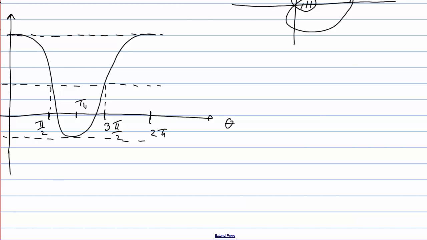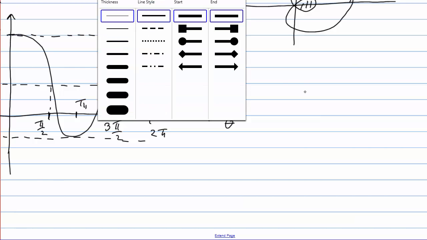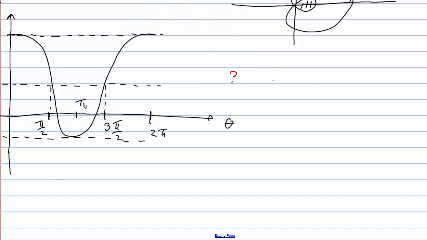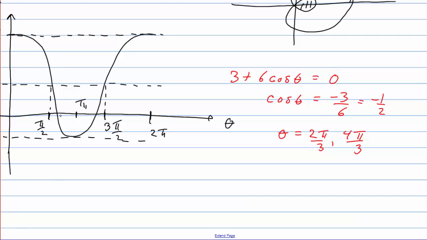And we also found it useful to know where this was equal to 0, right? So 3 plus 6 cosine theta was equal to 0. That meant cosine theta was equal to -3/6, which was -1/2. This happens at 2 pi over 3 and 4 pi over 3. So we have 2 pi over 3 right here, and 4 pi over 3.